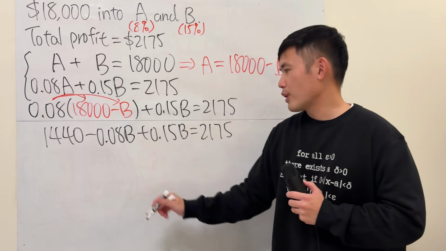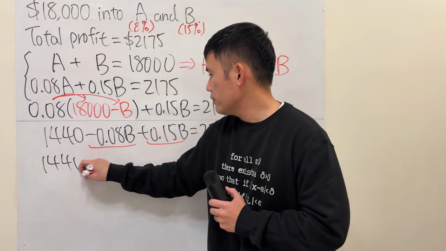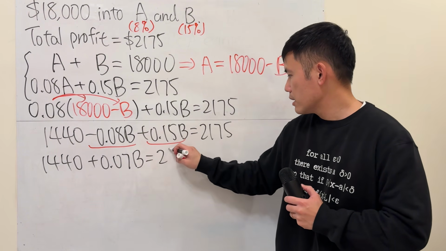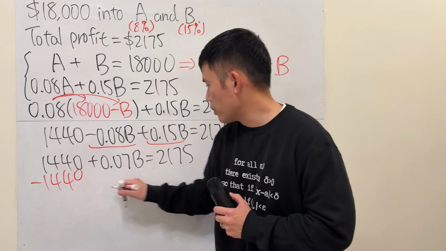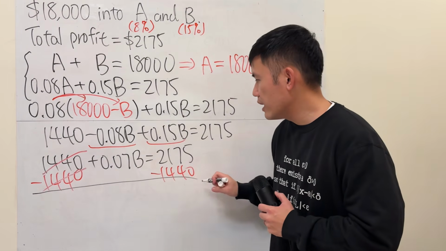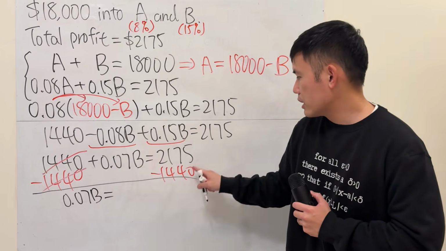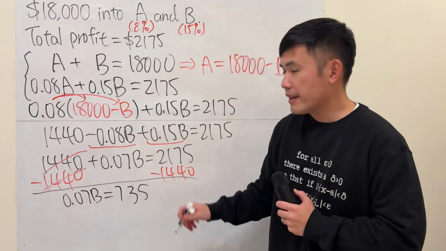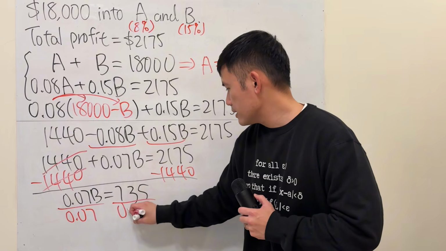And then combine like terms right here. This and that can be combined, and that will give us plus 0.07B. And then I'm going to subtract 1,440 from both sides. So this and that cancel, and we get 0.07B being equal to 537. And then I'm just going to divide both sides by 0.07.